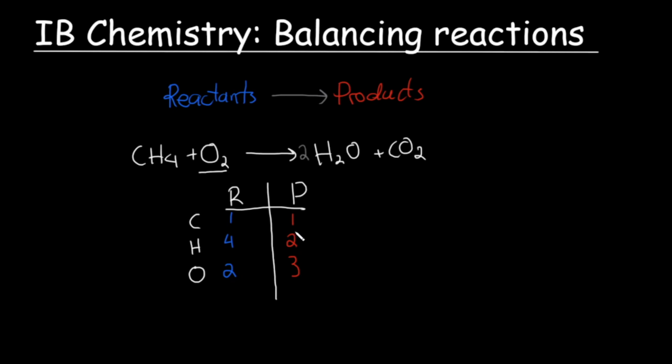This way we have 4 hydrogen, which makes hydrogen balanced. But by multiplying water by 2, we also get 4 oxygen. We now have to go back to our isolated oxygen molecule and multiply it by 2. This way we see that we have 4 oxygen, and since both sides are equal, we can now say that the reaction is balanced.